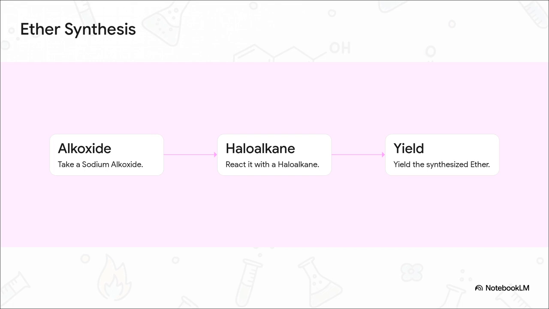To make them in the lab, chemists rely heavily on the Williamson ether synthesis. It's kind of like snapping chemical Legos together. You take a sodium alkoxide on one side, react it with a haloalkane on the other, and boom, they snap together to yield your synthesized ether bridge plus a sodium halide byproduct.